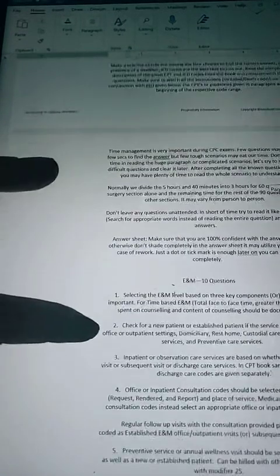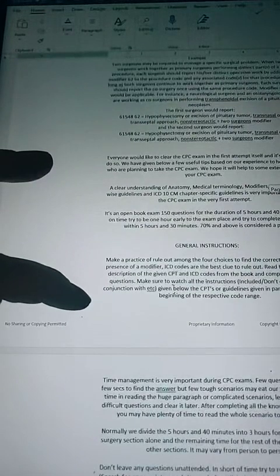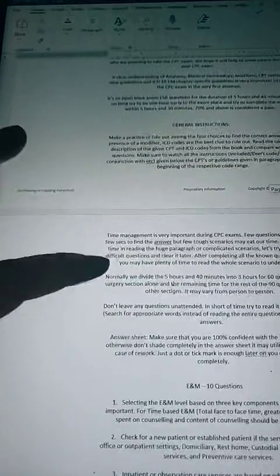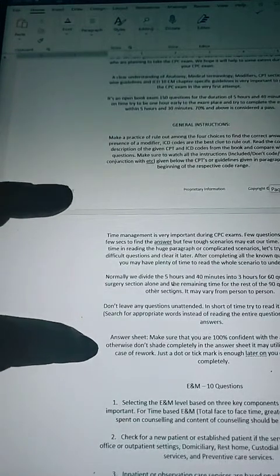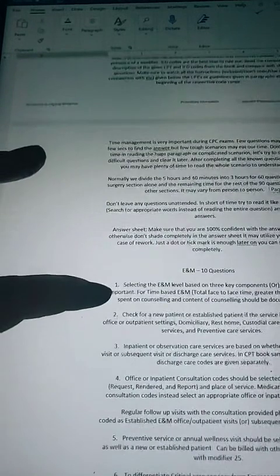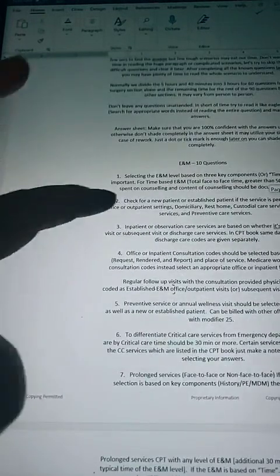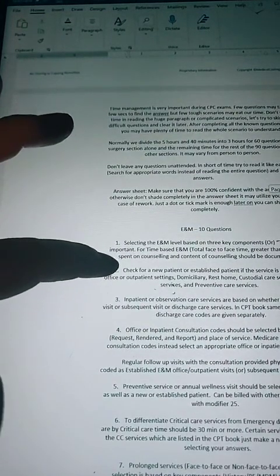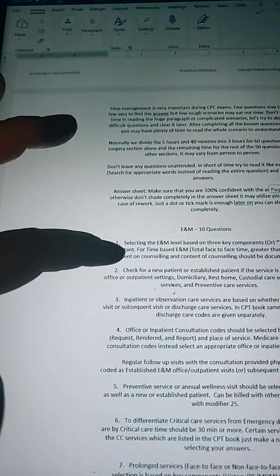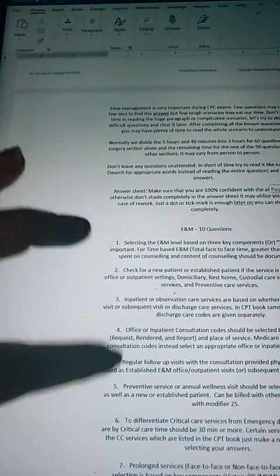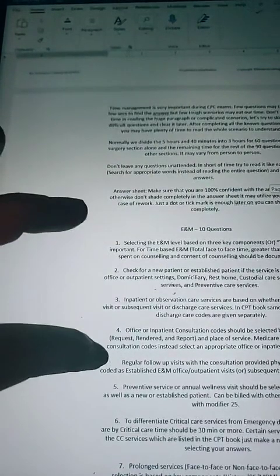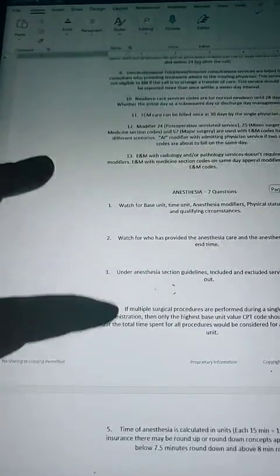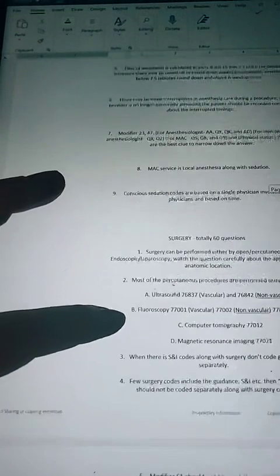And then just general instructions for how to do the process of elimination. More things about how long the test is. That there's going to be 10 questions in E&M. And then it goes in depth. Which 10 questions would you want, do you need to make sure you need to know? Like, if you were in the E&M section, what areas in that E&M section do you need to make sure that you need to know about, including the modifiers? But it's going to go through the whole entire section.